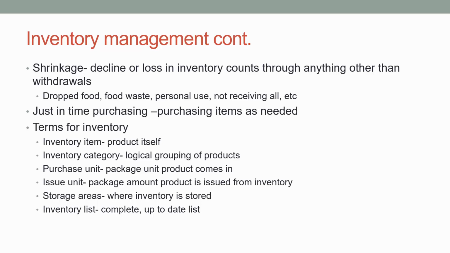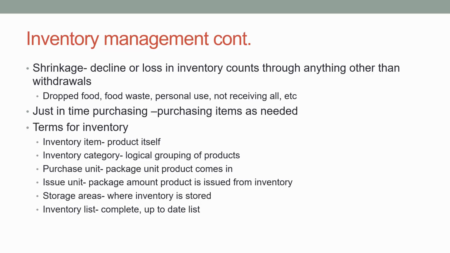Some terms that you need to know for inventory. So a few things. Inventory item is obviously that product itself. So what product are you talking about? That's really important to know for sure. The inventory category is a grouping of products. That's logical. So, is it frozen foods? Is it produce? Is it dairy? How are these items grouped together? You also have to look at a purchase unit, and we'll talk about the difference between a purchase unit and an issue unit.